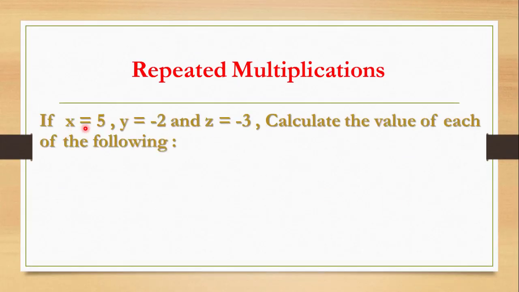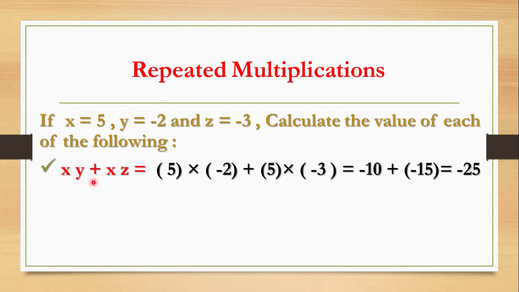Okay, if x equals 5, y equals negative 2, and z equals negative 3, calculate the value of each of the following. Let's start with the first one, xy plus xz. xy means x times y. x is 5, so 5 times y, which is negative 2, plus x again is 5, in this case times z, which is negative 3. So we have negative 10, 5 times negative 2, and 5 times negative 3 is negative 15. So the result will be negative 25.